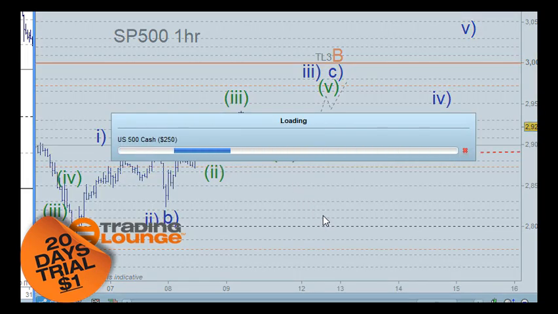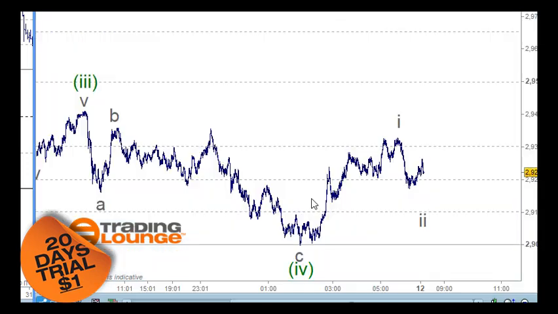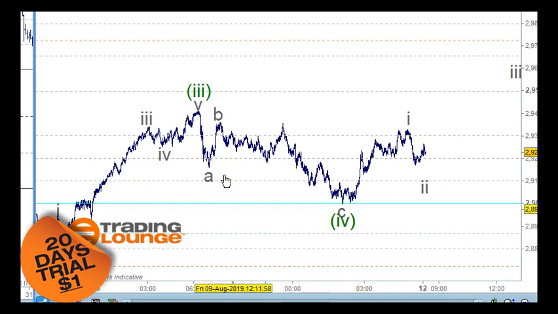So I just think it's worth monitoring the S&P 500 if you're trading any of the European markets, and understanding what the S&P is doing in this case. So wave 3 here with an A and a B, and then 1 and 2 and 3 and 4 and 5 here for wave C.